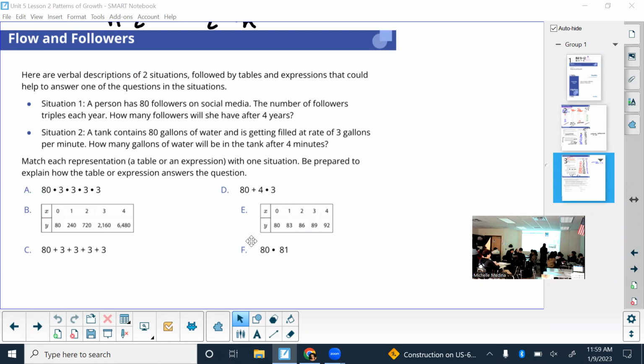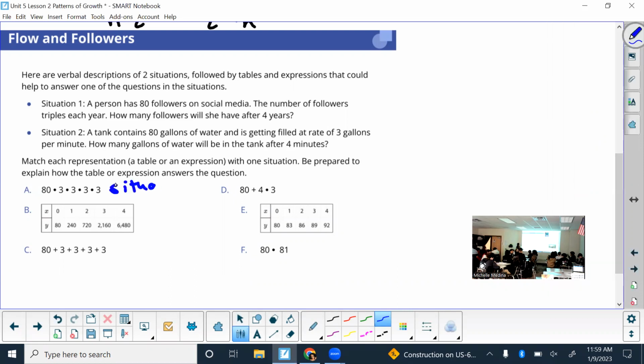How do you know table 2? For A, what's situation 1? Why? Because it's triples. It could be like tripling. So tripling means what operation? Multiplication. By 3. And they started with 80. And how many times? Why is it multiplying by 3 4 times? Because it triples every year. Every year, yes. Every year for 4 years. So anyone disagree with that at all? No.